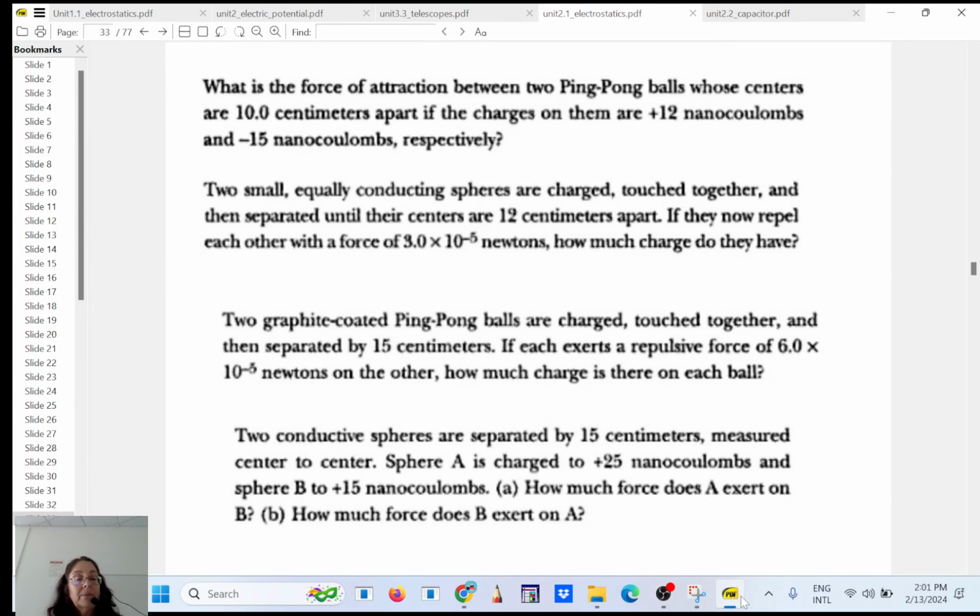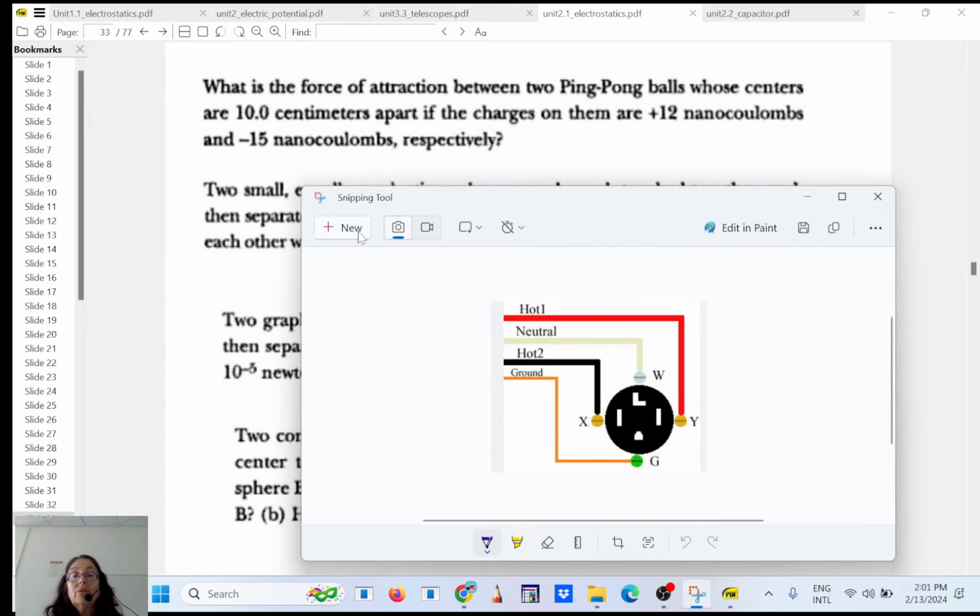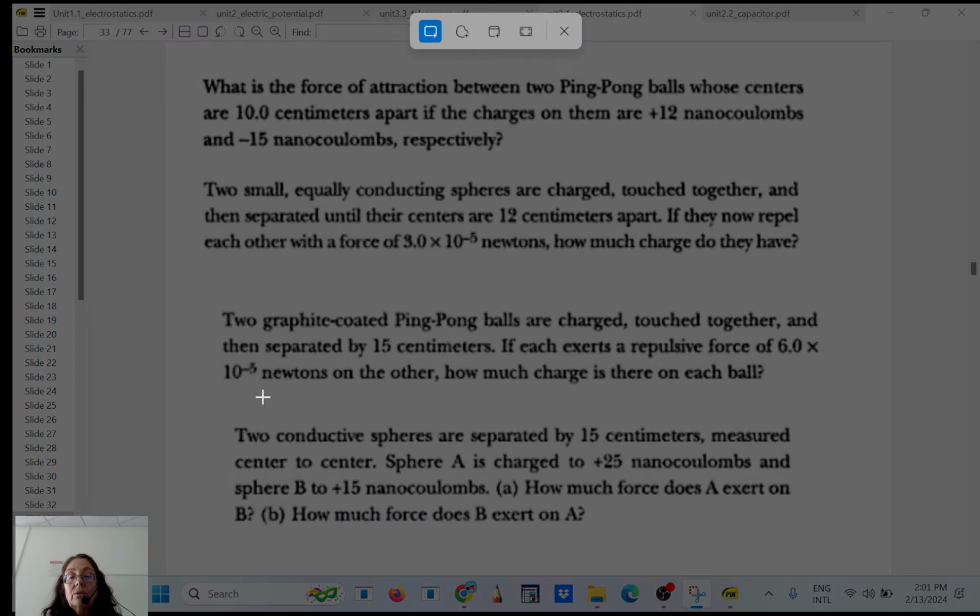Last time we stopped here, with a typical conceptual question. You have two charges, and one is stronger than the other. One has 25 nanocoulomb, so nano is 10 to the negative 9. The other one is 15 coulomb. If you want to find the force between them, we did that already, so I'm not going to do it.